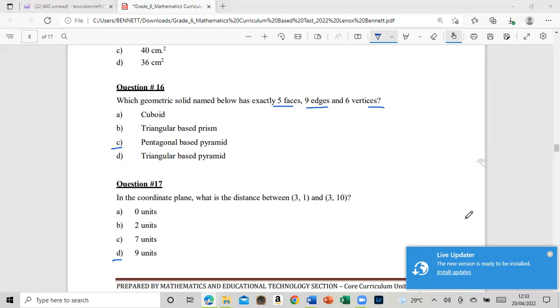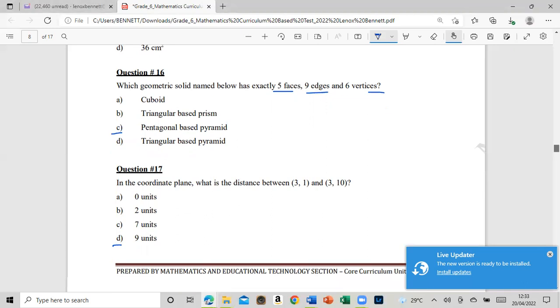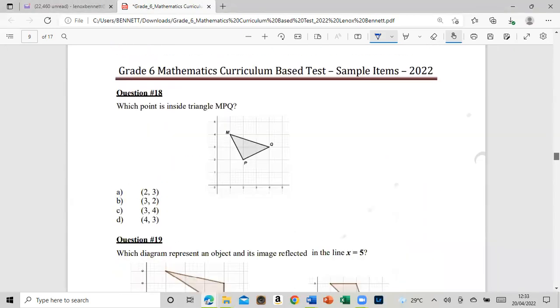These are awesome questions, though. I love them. Pick up the ministry for this. Let's move on to 18.